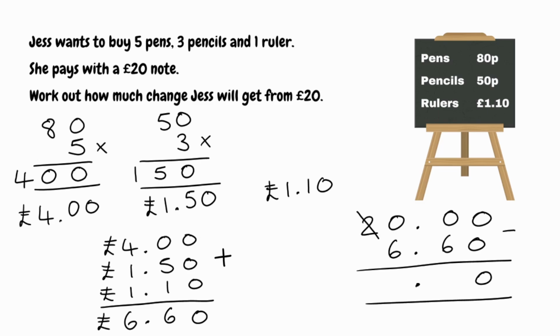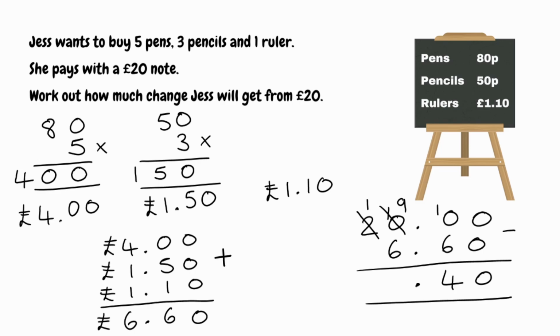So if I borrow 1 from the 2, that now becomes 1. And then the column next to it now becomes 10. And now I'm going to borrow 1 from that 10, so it becomes 9. And I can now bring that 1 over to the column we need. So now we've got 10 take away 6, which is 4.